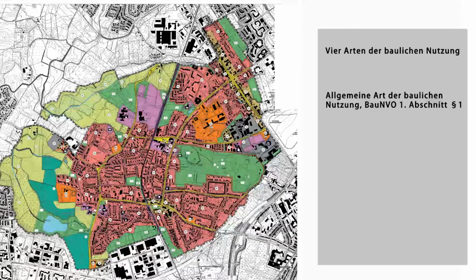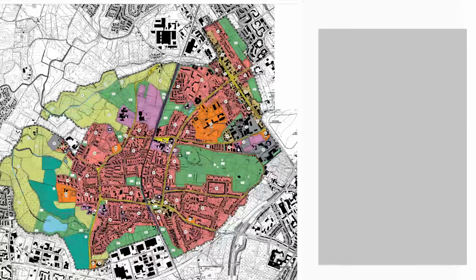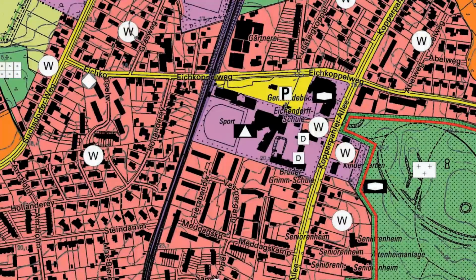There are four types of building areas corresponding to the four general types of building use. These are Wohnbauflächen, gemischte Bauflächen, gewerbliche Bauflächen and Sonderbauflächen. Wohnbauflächen are represented by the letter W. Additionally, they can be filled in with a diagonal hatching or in mittelrot.